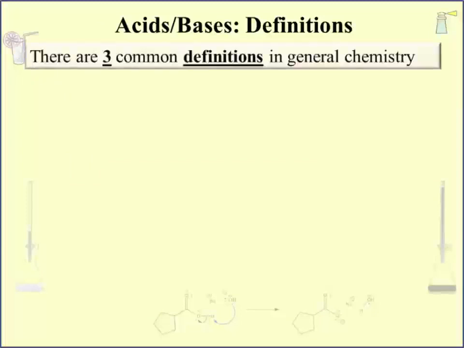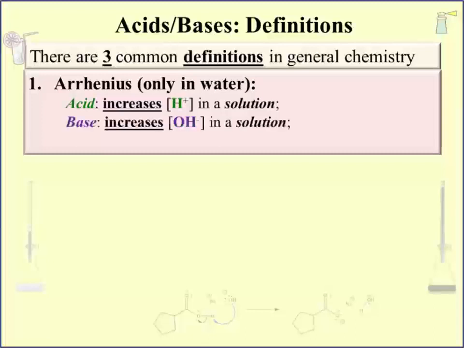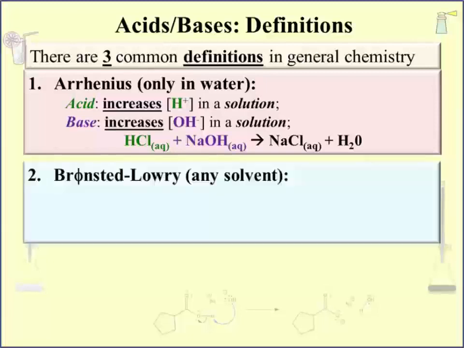There are three common acid-base definitions in general chemistry. We will outline three and then focus on the first two. Arrhenius acids and bases are found in aqueous solutions. They take place in water. An Arrhenius acid increases the hydrogen ion concentration in a solution. An Arrhenius base increases the hydroxide concentration in a solution. As an example, aqueous hydrochloric acid plus aqueous sodium hydroxide, producing the salt aqueous sodium chloride, and water.